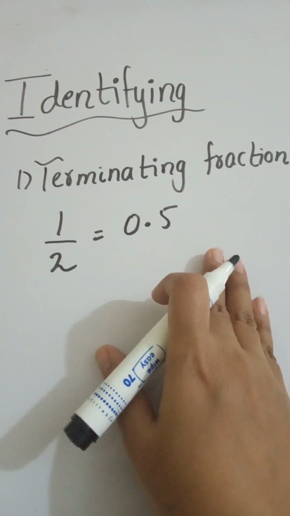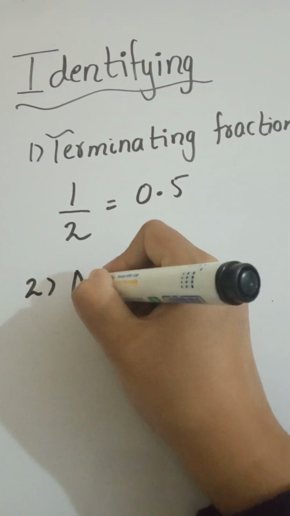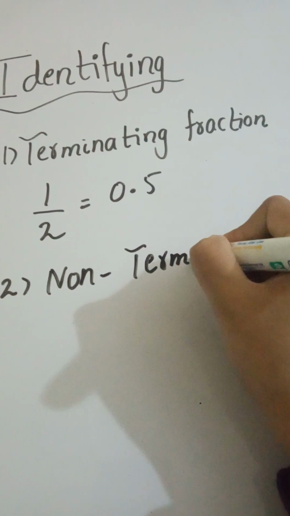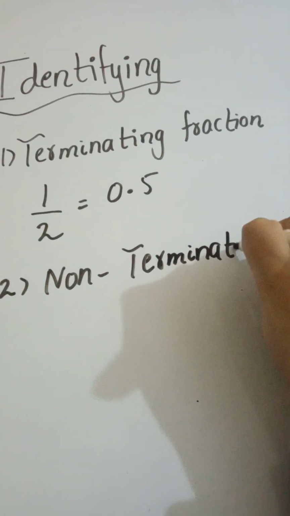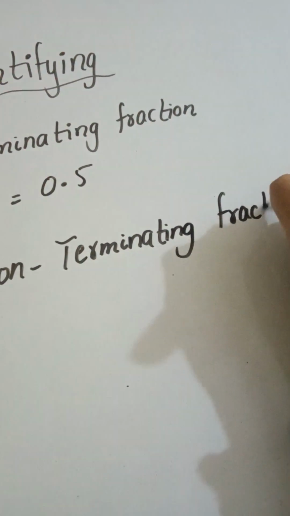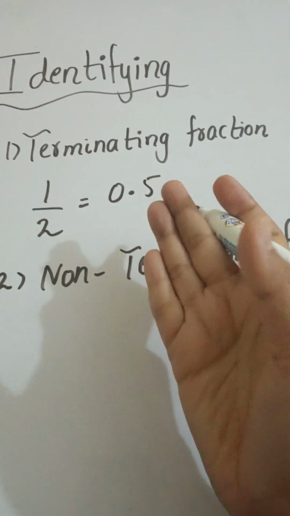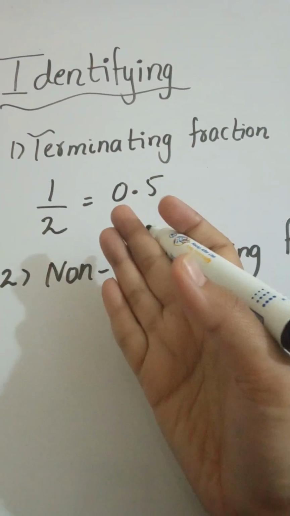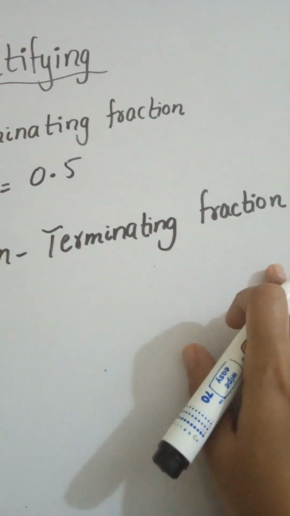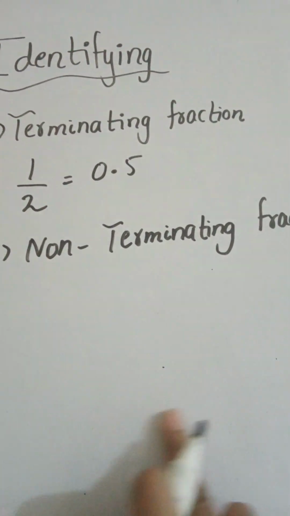Now the second term, non-terminating fraction. By the word non, you have understood that when we divide a fraction, the decimal part will never stop. That fraction is known as a non-terminating fraction, because in a terminating fraction the decimal part stops after the point, and in a non-terminating fraction the digits will never stop, they will go on.